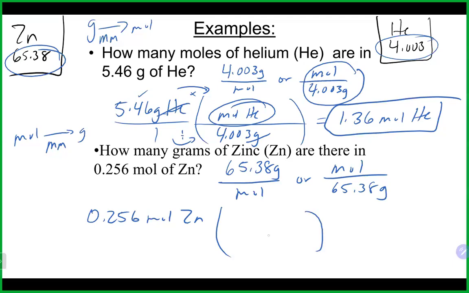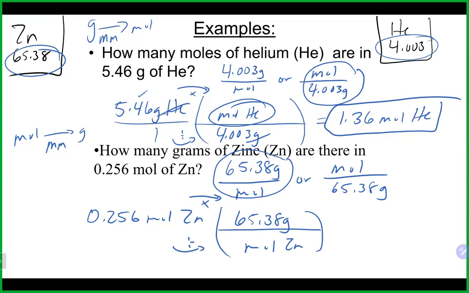Once again, the moles of zinc are on top. So to cancel out, we will need the moles on the bottom here. And that's going to give us 65.38 grams per mole of zinc. Once again, still multiplying the top, dividing the bottom. The moles will cancel. So we're basically just going to multiply these two together. 0.256 times 65.38. That gives 16.7 grams of zinc in this case.